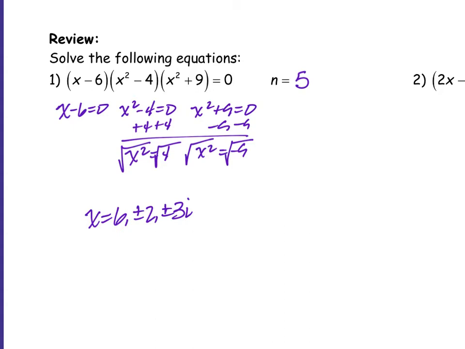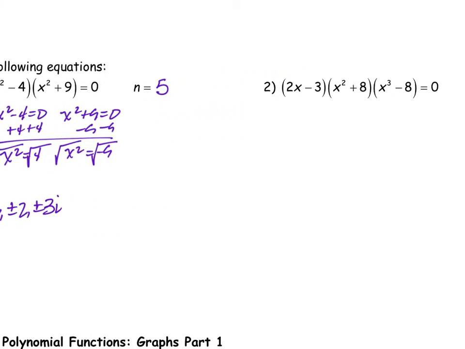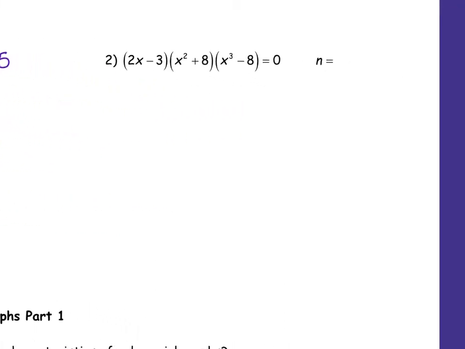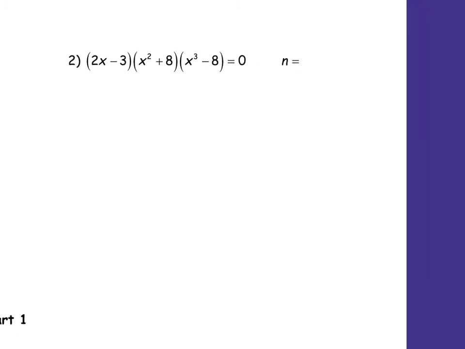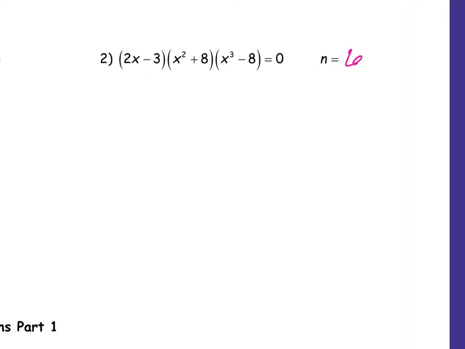And then for the second one, okay, I have a degree of, let's see, 3, 4, 5, 6, a degree of 6. So I've got 2x minus 3 equals 0, x squared plus 8 equals 0, and x cubed minus 8 equals 0.